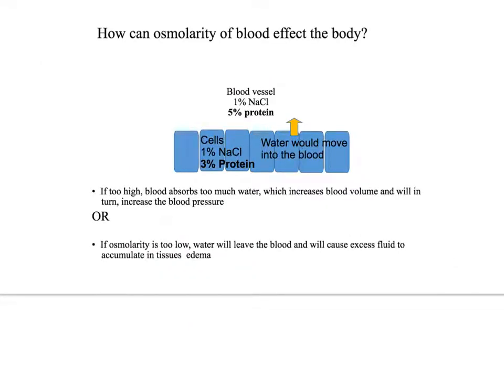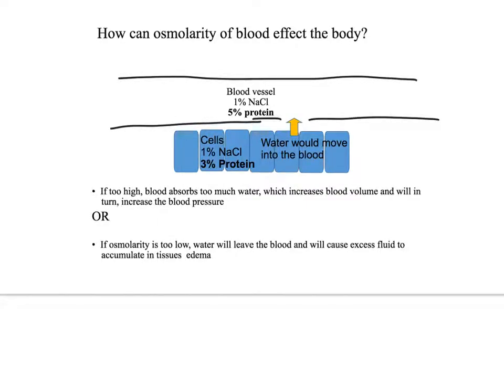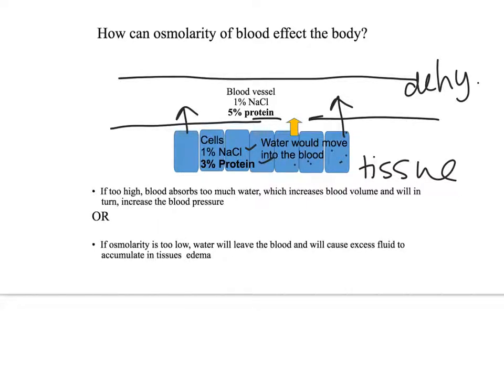So here's another picture. How can osmolarity of blood affect the body? Let's say this is my blood vessel, and then this is my tissue with my cells. So if you look here, this is 1% and 3%, so water is going to move. Let's say this person is dehydrated. Water is going to move from out here into the bloodstream. So what's going to happen to your blood volume? Blood volume would increase, and then your blood pressure would go up.